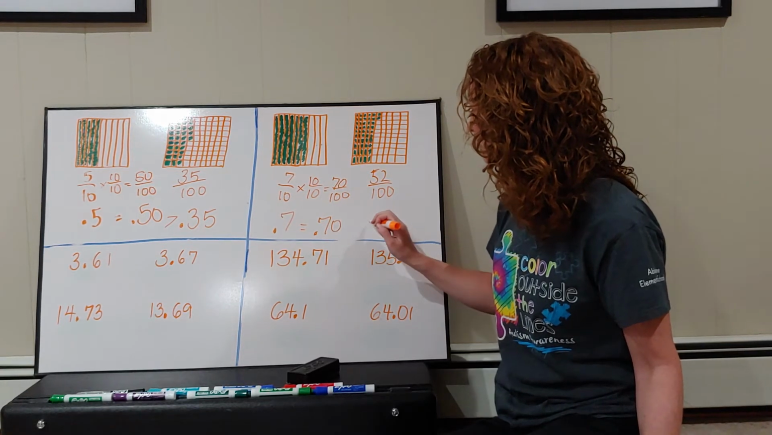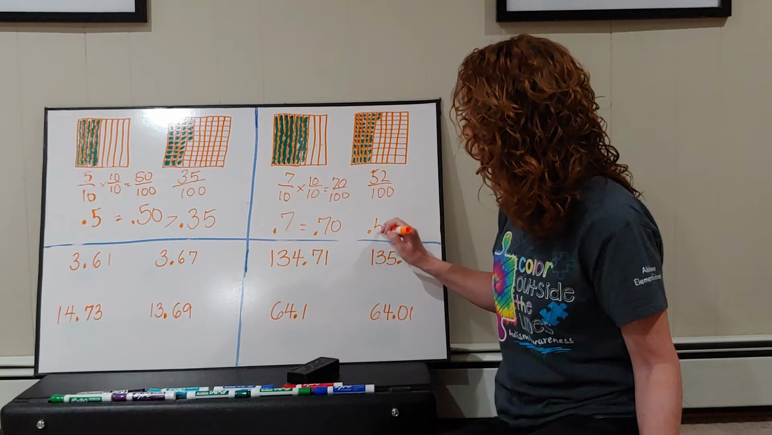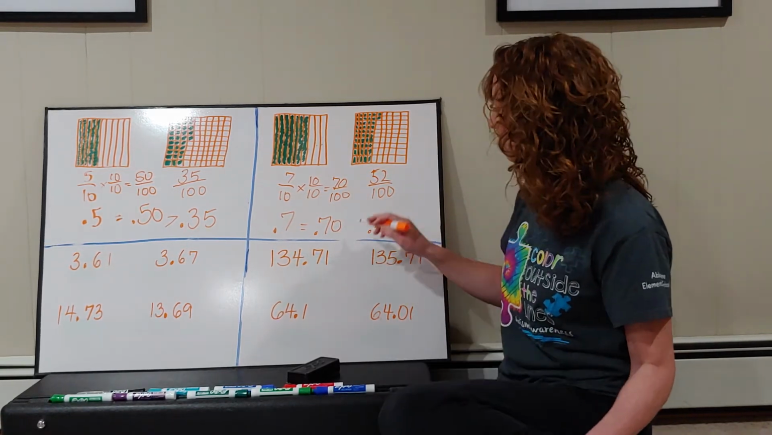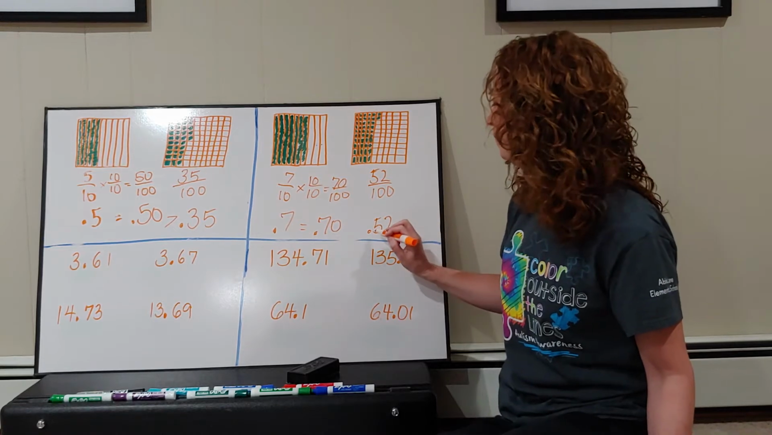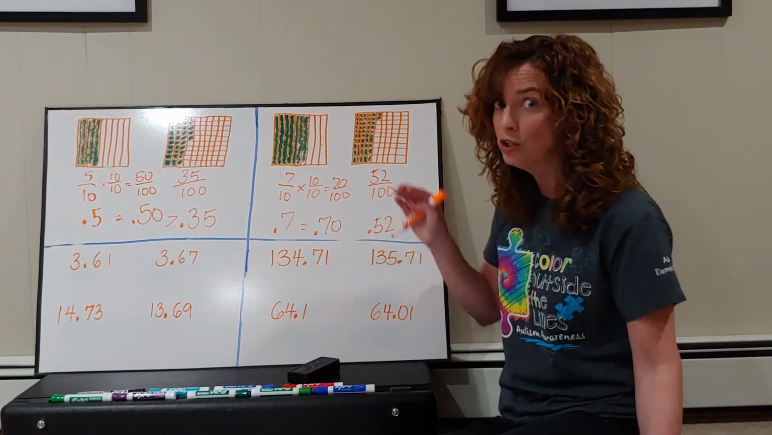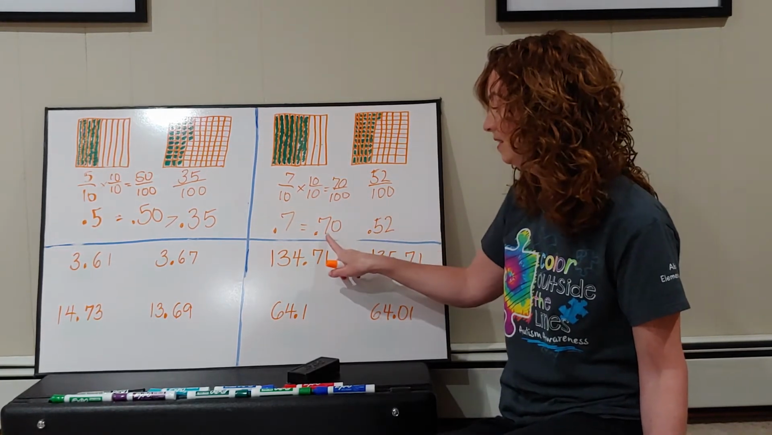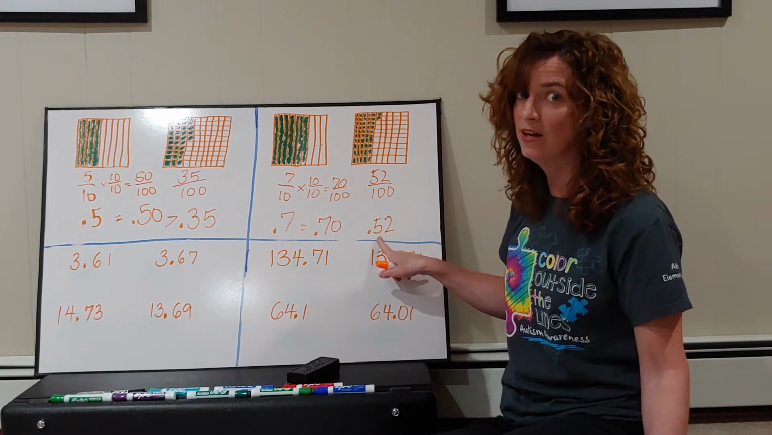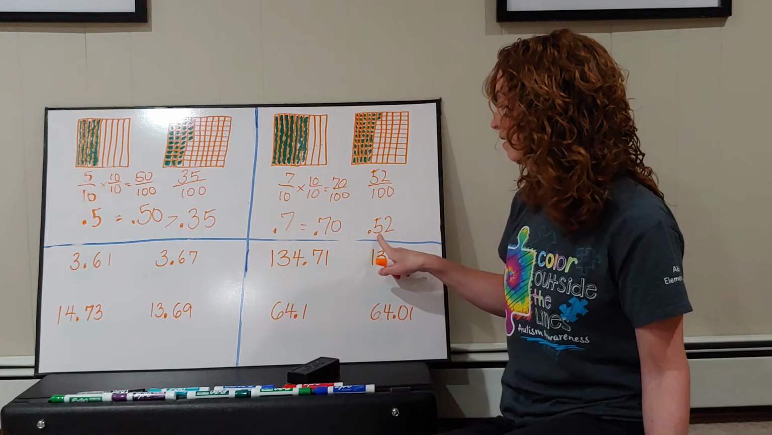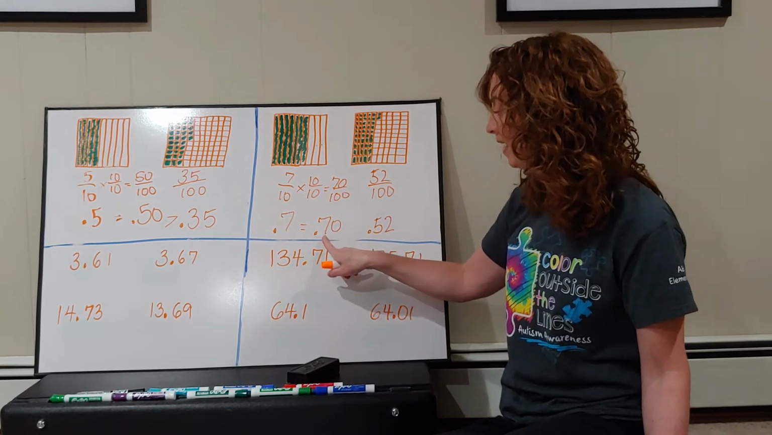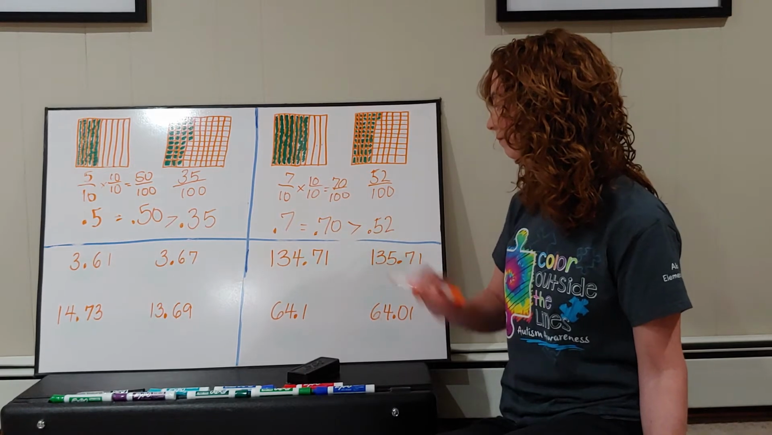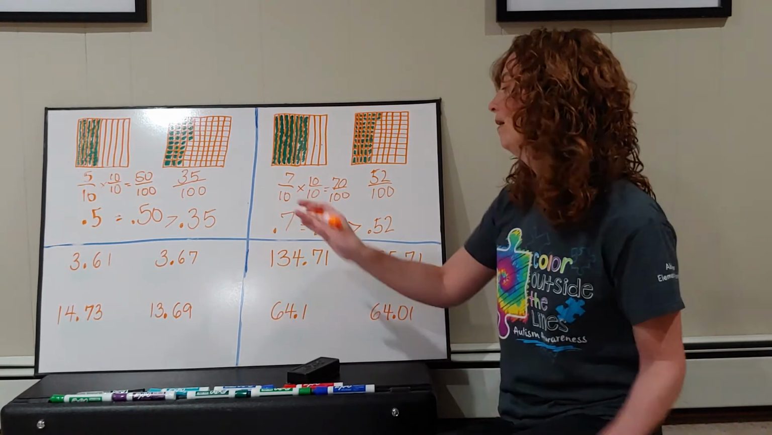And 7/10 compared to 52, or 70 hundredths compared to 52 hundredths, let's see. So we're going to go to our largest place value, which in this case is the tenths column. 7/10 is greater than, equal to, or less than 5/10. So 7 is greater than 5. So it's greater than.